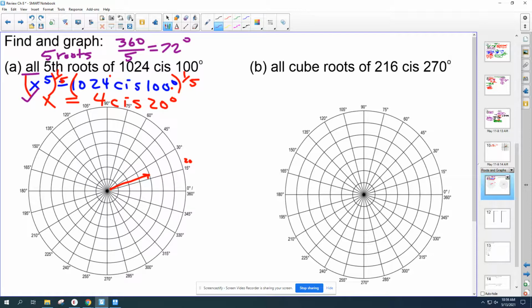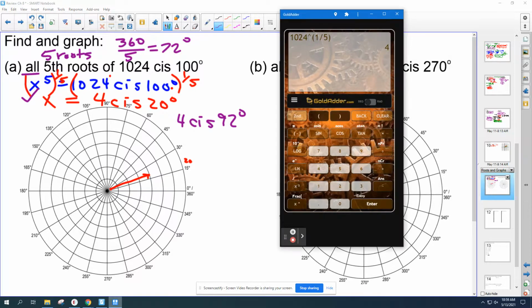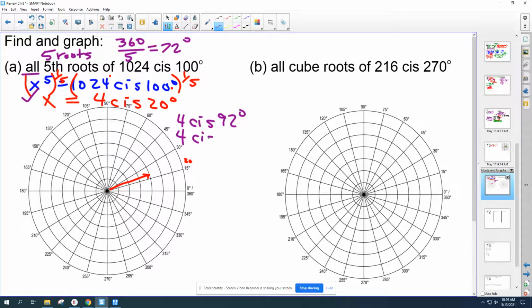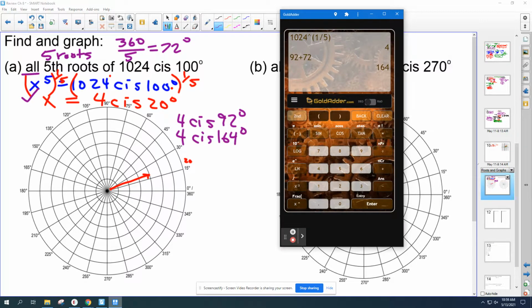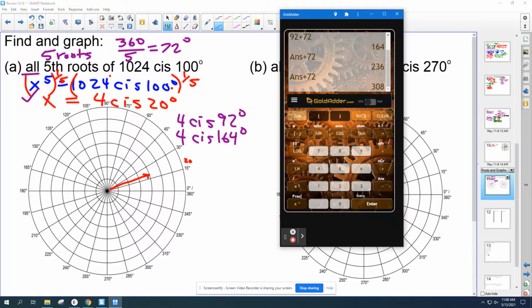So what I can do then is take that first one, 4 cis 20, and just add 72. So there is one at 4 cis 92. And then if I add 72 again, 164. So 4 cis 164. And another one, and then a fifth one. 236 and 308.